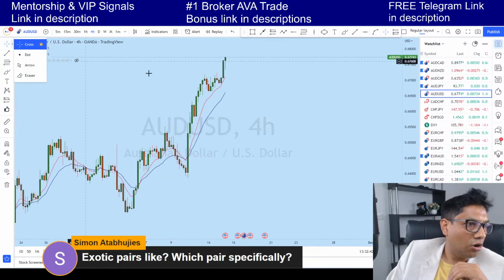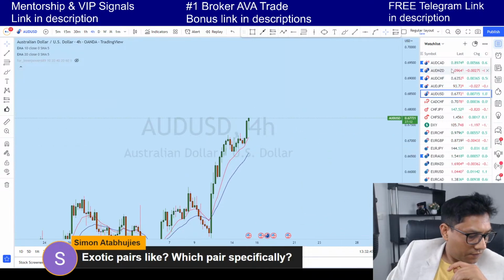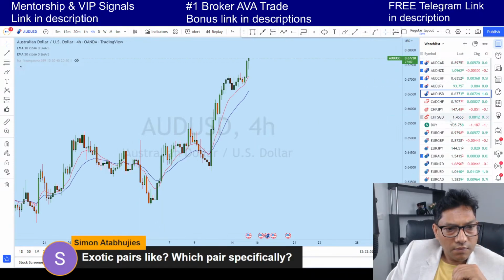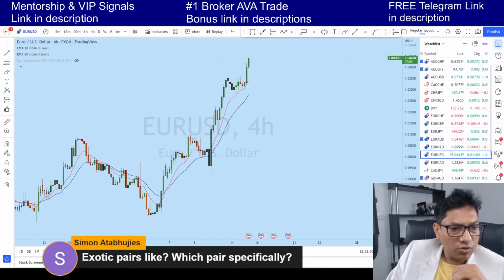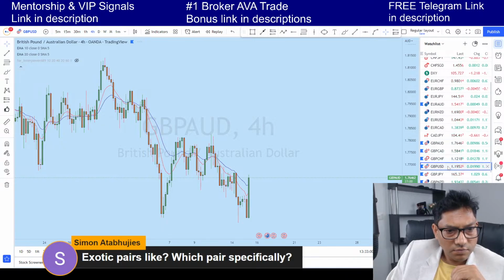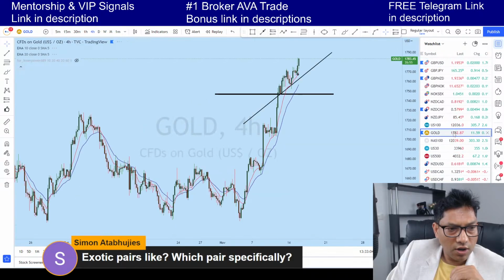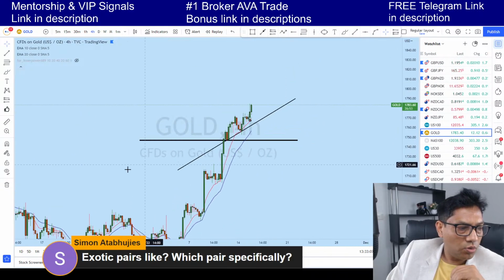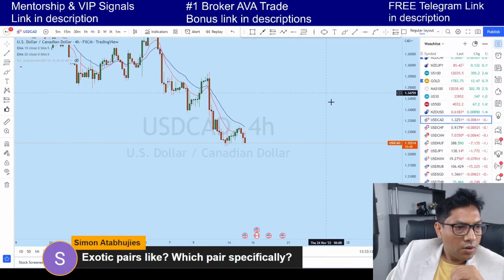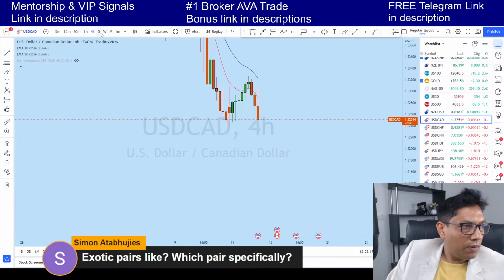Okay, we see the dollar getting weaker, right? So it's strengthening in all those. GBP also has a very strong move. That means gold is getting stronger. Yeah, it had a strong move on gold as well. Okay, dollar CAD created a false breakout and started to drop. Let me look at the daily.